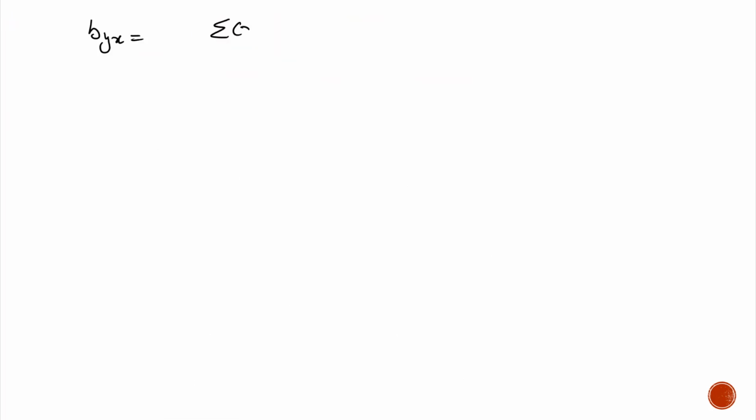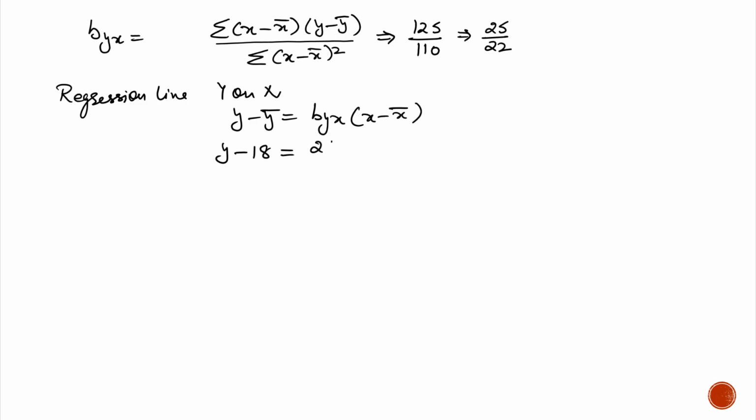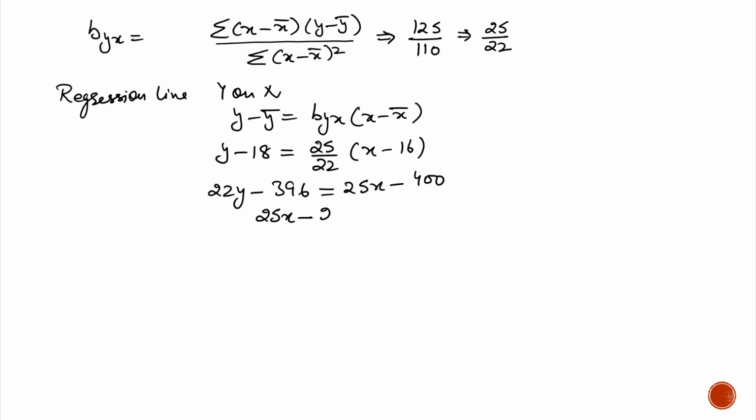Now byx is summation of x minus x bar multiplied by y minus y bar, divided by summation of x minus x bar whole square, which equals 25 by 22. Now regression line y on x is y minus y bar equals byx times of x minus x bar. Y bar is 18, byx is 25 by 22, and x bar is 16. And after calculation, we will get y on x as 25x minus 22y minus 4 equal to 0.